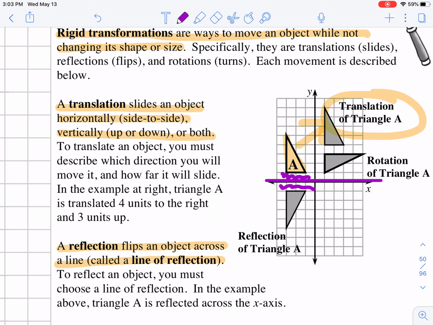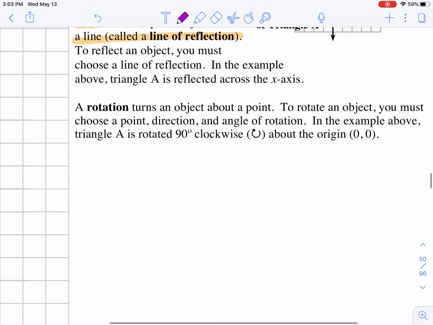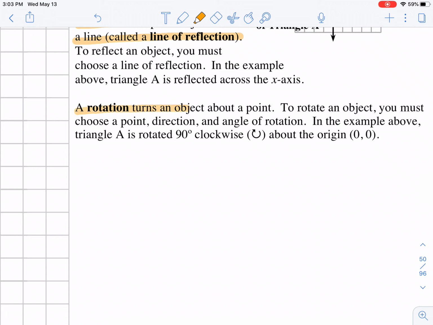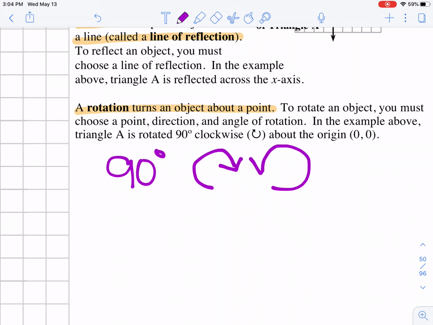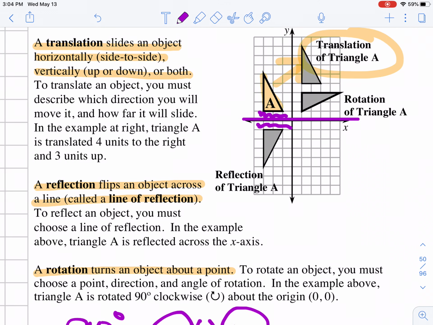Okay? And then a rotation means I rotated it. So we didn't read that one yet. A rotation turns an object about a point. To rotate an object, you must choose a point, direction, and angle of rotation. Okay, so remember that 90 degrees is one turn, and it could be clockwise, or it could be counterclockwise.